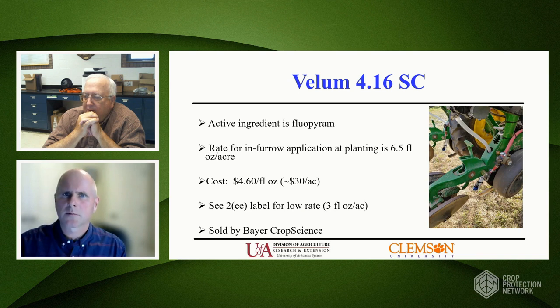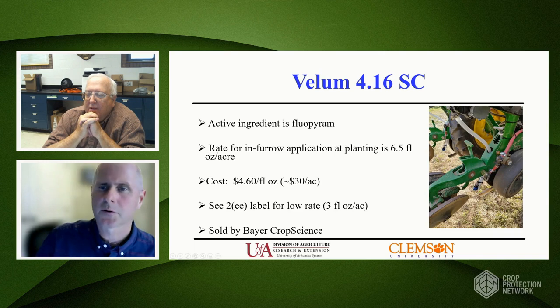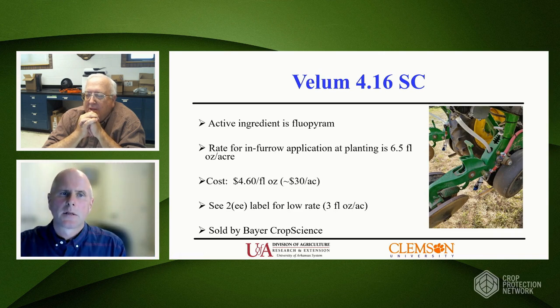In soybeans, there's some phytotoxicity on the seed. I've not seen any in corn. Here's the cost. Again, we're looking somewhere in that $30 per acre if you're using that full rate of 6.5 ounces per acre. If you're looking at the lower rate, there's a 2EE label that has 3 fluid ounces per acre. So those are certainly new options that we have, and this particular product has only a caution label. So we're getting to nematicides that have a little bit safer use when it comes to the applicator and the end user. And this again is marketed by Bayer Crop Science.